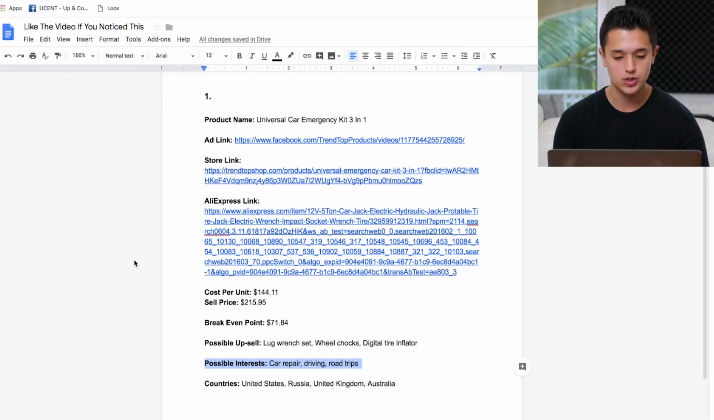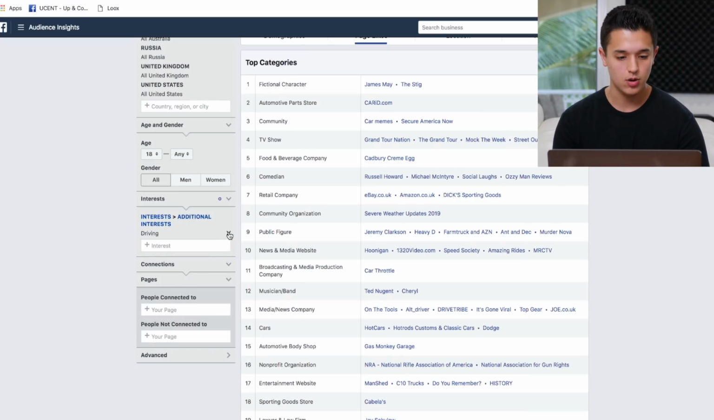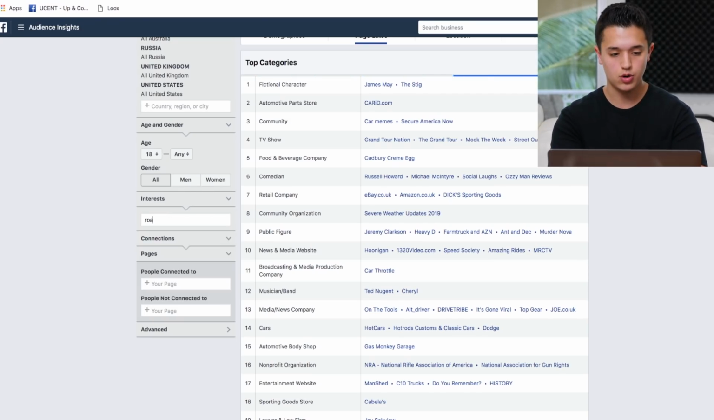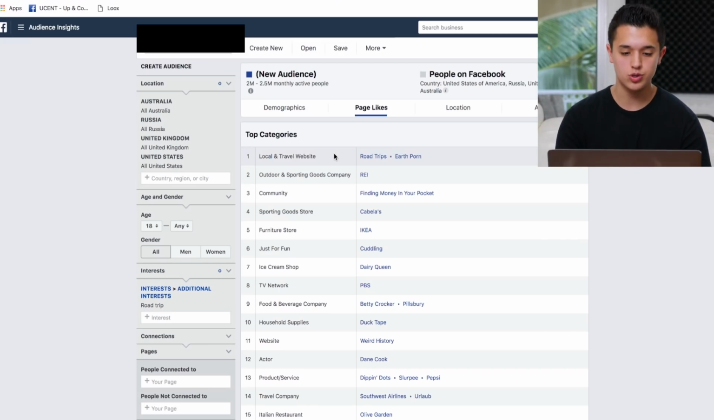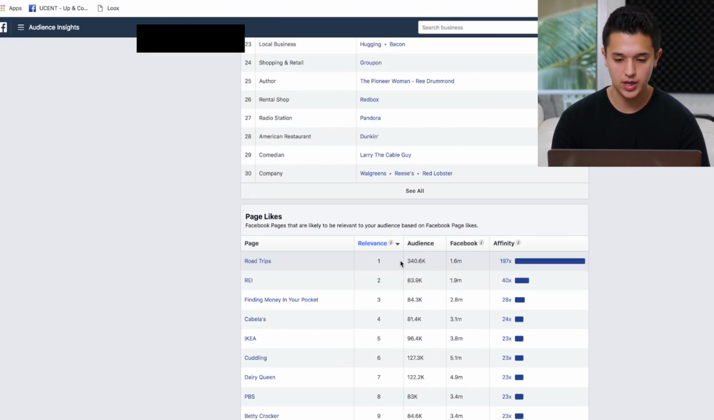And we could go in, do this again. Let's see what the next one we have is. Road trips. All right, so we'll go back here. We'll exit out of this interest. And we'll go road trip. 2 to 2.5 million monthly active users. And again, we could scroll down, see whatever page. Road trips is just a page, I guess. It's decently sized. We could give that a shot.